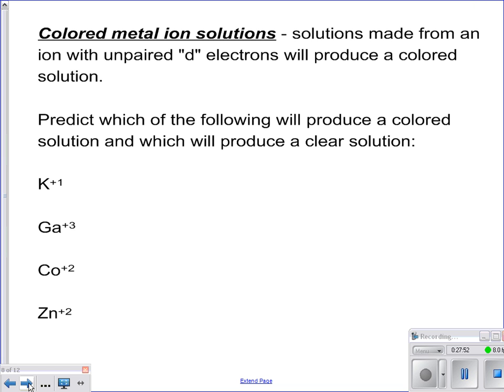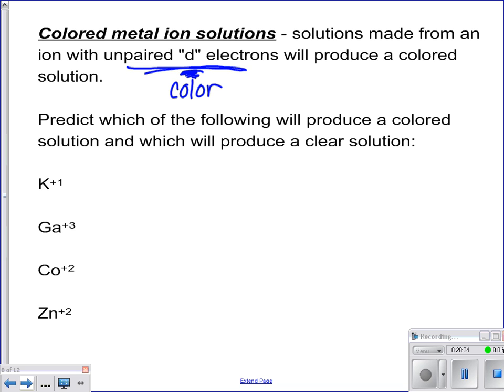And the way that works is that the ones that have unpaired d electrons actually exhibit a color of some sort. Now, there's no way to tell what that color is just based on your electron configuration, but you know that there's going to be a color associated with it. So this is kind of neat that electron configuration can predict the things that we're naturally seeing with all of these elements and ions out there.